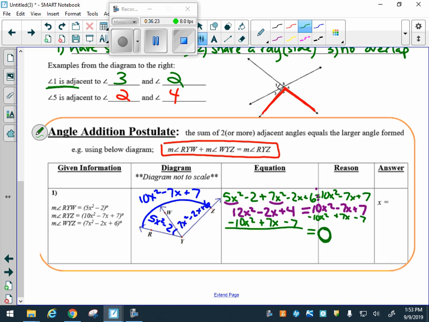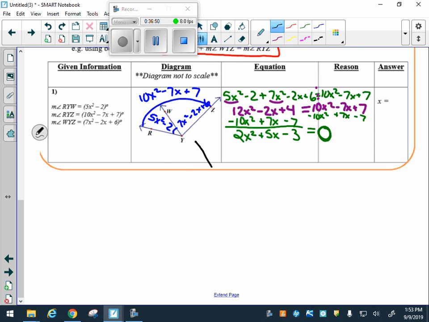So we're going to get everything to one side and 0 on the other side. 12x squared minus 10x squared is 2x squared. Negative 2 plus 7 is a positive 5x. Positive 4 minus 7 is a negative 3. It's one of those complicated ones that has the number out front. So to factor this, we're thinking what multiplies to what? Negative 6. Good. And adds to 5. So what could it be?